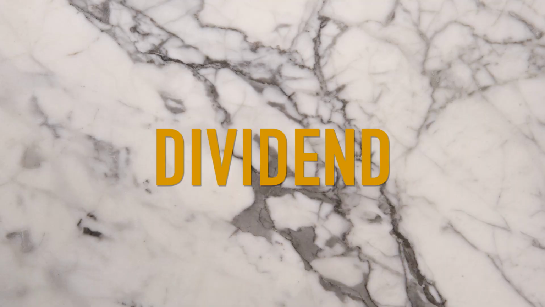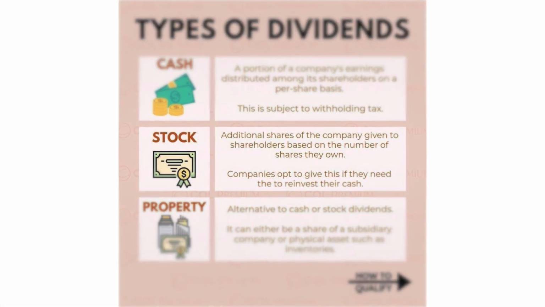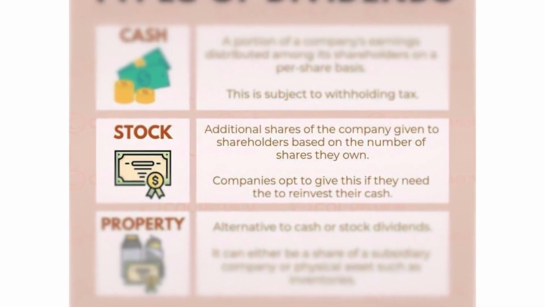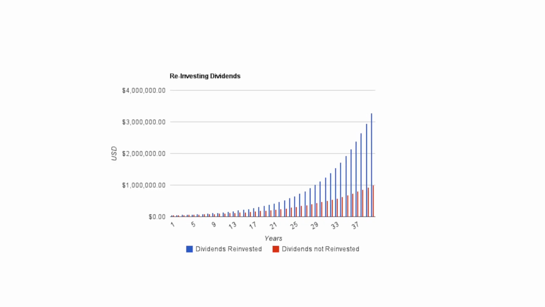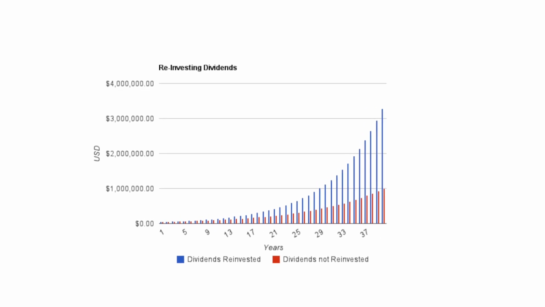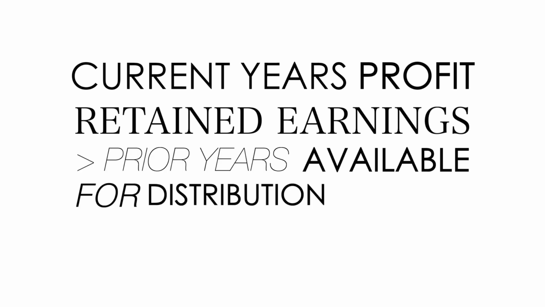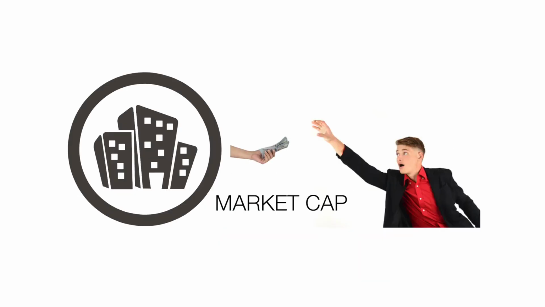A dividend is a distribution of profits by a company to its shareholders, meaning us. When a company earns a profit, they are able to pay part of it as a dividend to shareholders. Any amount not distributed to the shareholders is then reinvested into the company. That's called retained earnings. The current year's profit and the retained earnings from prior years are available for distribution as a dividend. A company is usually not allowed to pay a dividend out of its capital.